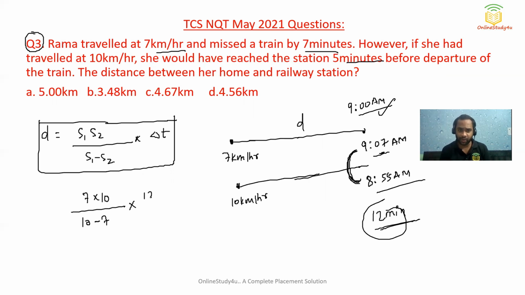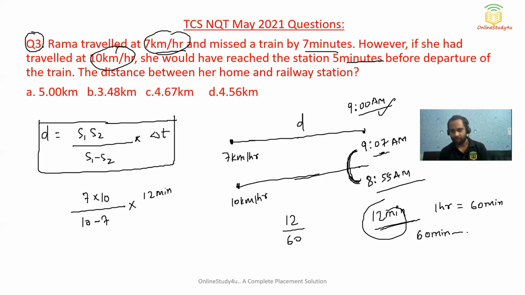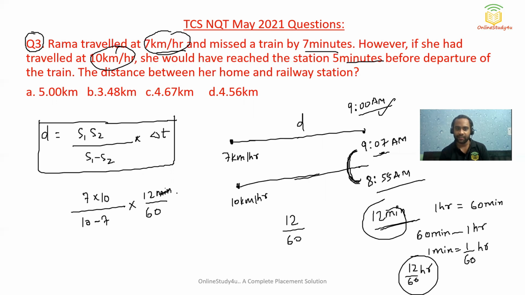So it is 12 minutes. But you see, this is in kilometer per hour. This is also in kilometer per hour. So this time difference also we need to convert into hours. How will you convert? 1 hour is equal to 60 minutes. Because you want to convert minutes into hours, 60 minutes is 1 hour, so 1 minute will be 1 by 60 hours. So 12 minutes will be equal to 12 by 60 hours. So 12 divided by 60 gets converted into hours. That's all.